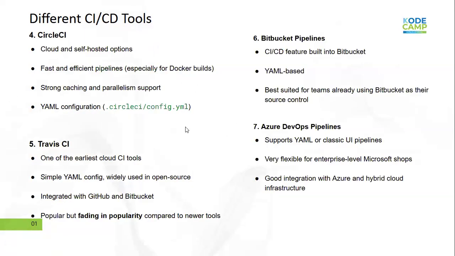Now there's the less talked about ones, which is CircleCI. CircleCI is great for cloud and self-hosted projects. It's fast. It has strong caching support and YAML configuration. So the same thing too. You want to do CircleCI, you configure YAML. You have Travis, same thing. It is fading away in popularity.